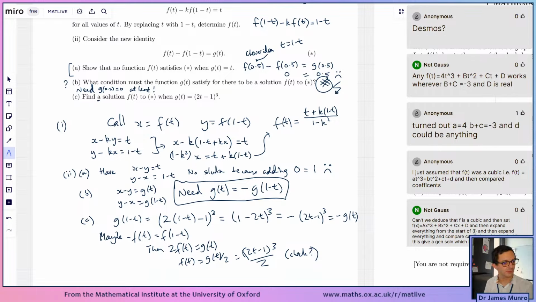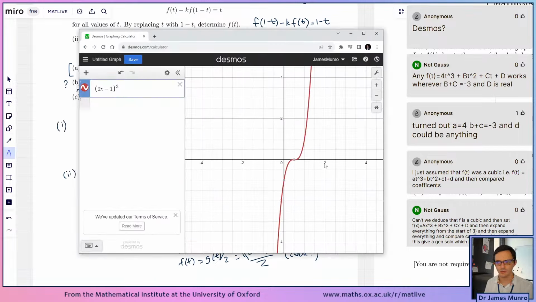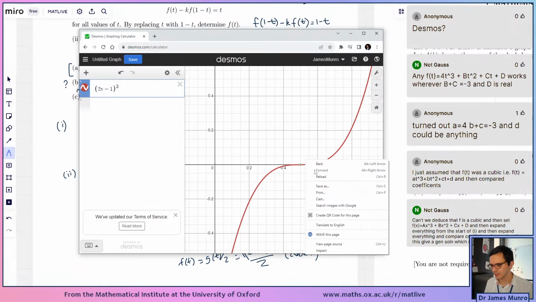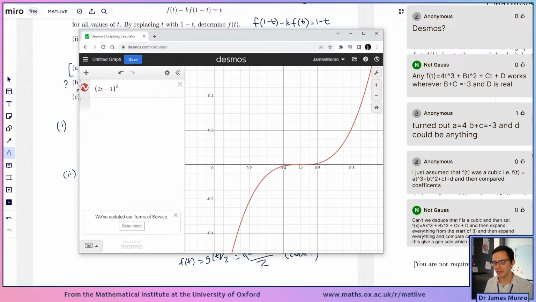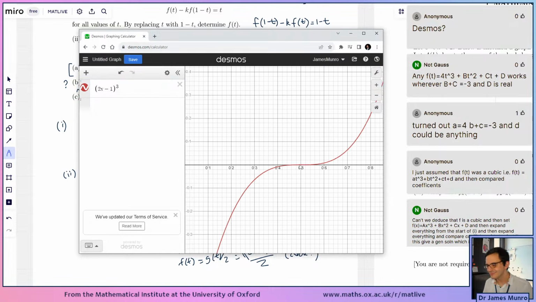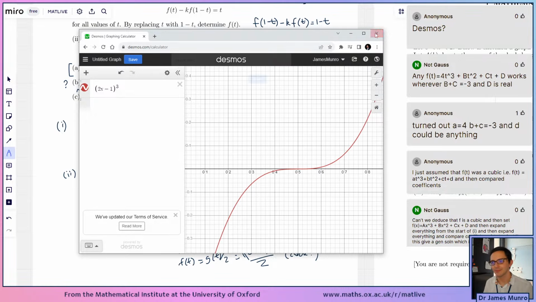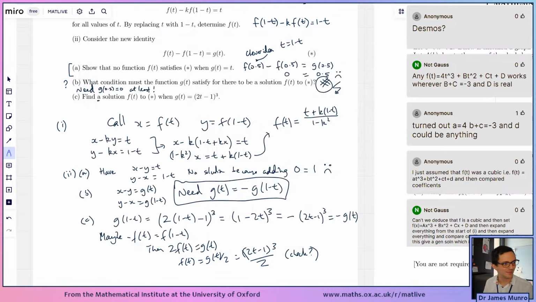Desmos. Oh, it looks nothing like I thought it did. I was expecting some nice turning points. Has it got rotational symmetry at the point I said it would? No. Ah, okay. x is 0.5. It's got rotational symmetry. Right, good. Thank you, Desmos. How did the mark scheme do this?